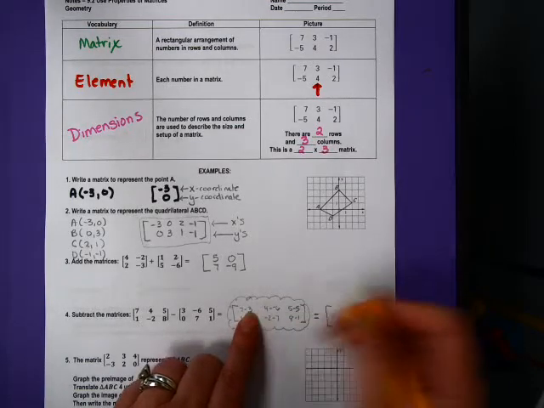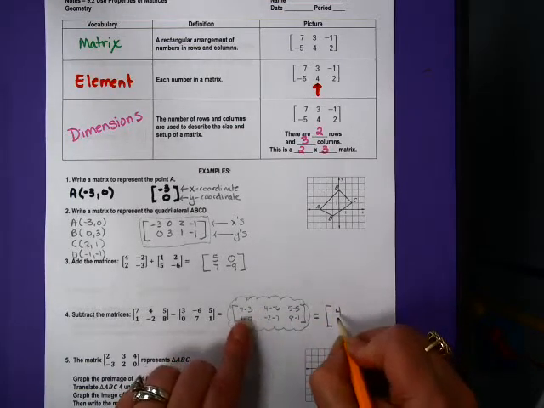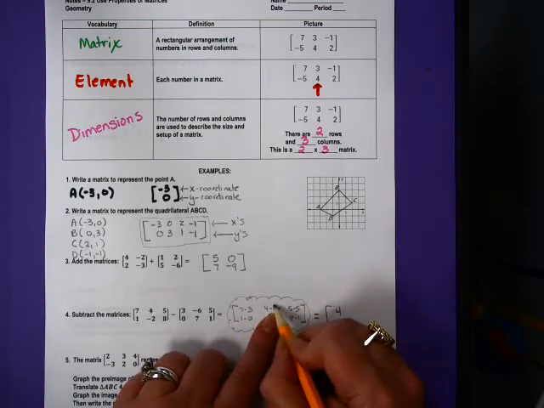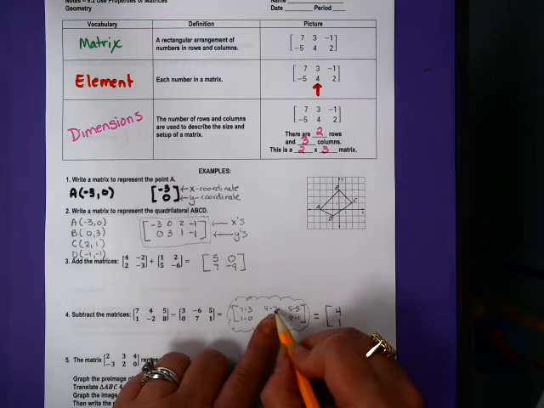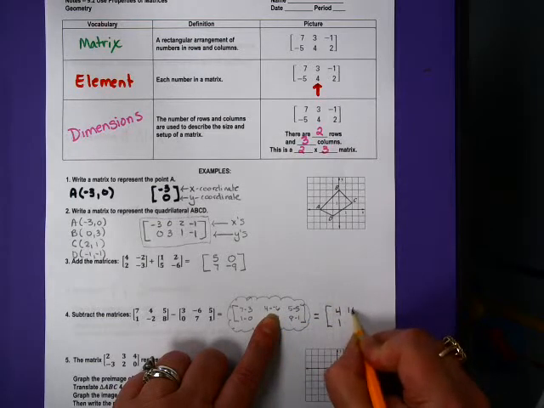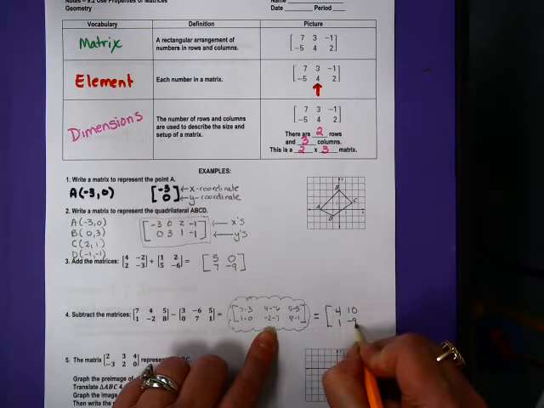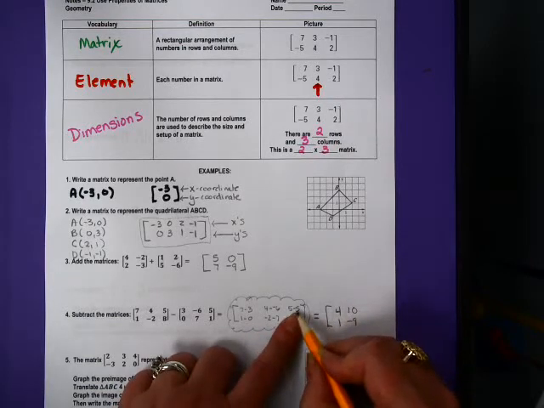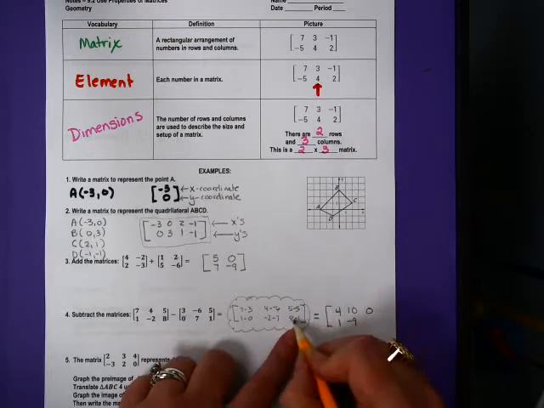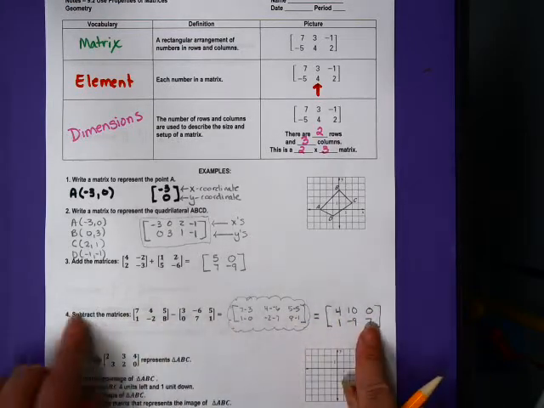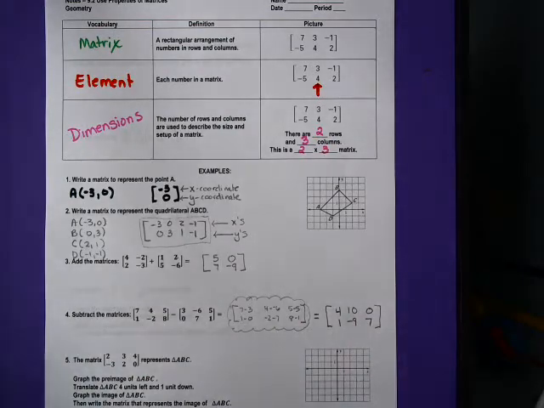7 minus 3 is 4. 1 minus 0 is 1. Here, that's going to be plus plus, so that's really 4 plus 6, so that's 10. This one is plus a negative, so that's going to be negative 9. This one is 5 minus 5, which is 0. And this one is 8 minus 1, which is 7. So this is my answer when I'm subtracting matrices.